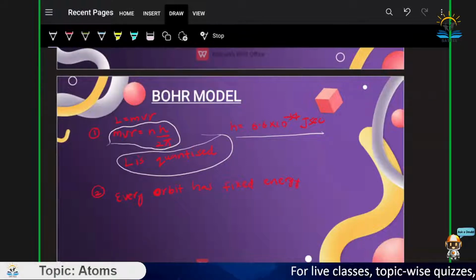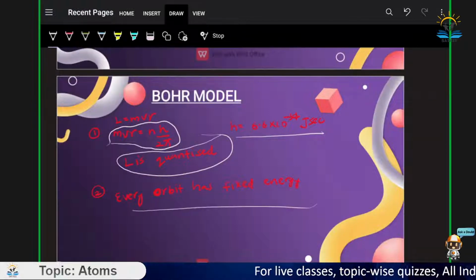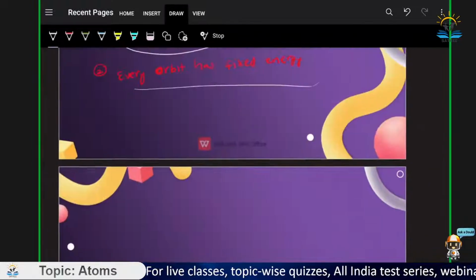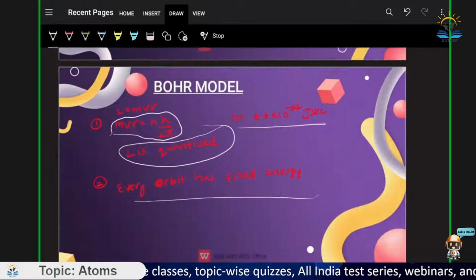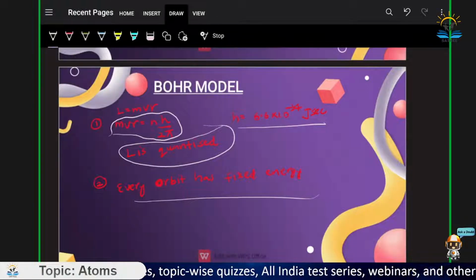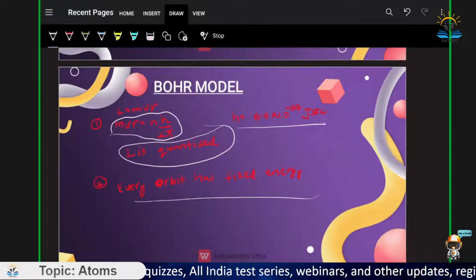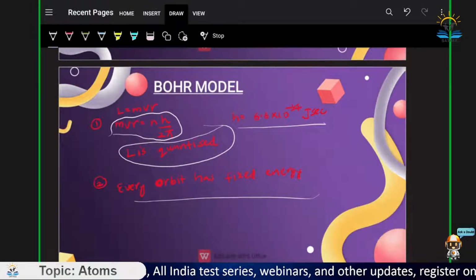And the second postulate is that every orbit has a fixed energy. We will come to energy when we discuss energy levels. Before that, the first one is that angular momentum is quantized, no doubt. That is mvr equals n h by 2 pi.